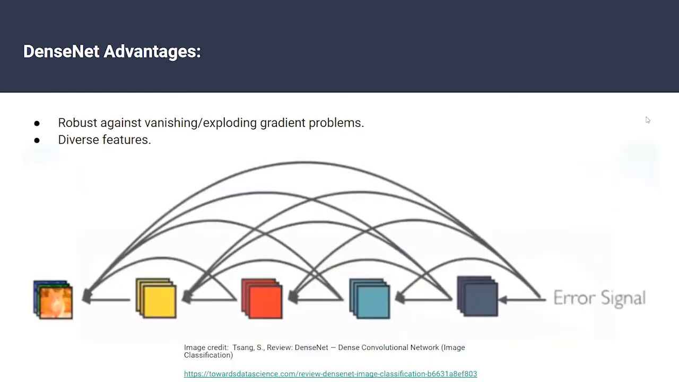Because the latter layer receives output directly from the previous layers, the gradients in the backprop procedures can propagate more easily, and therefore, DenseNet is robust against vanishing or exploding gradient problems. Also, the latter layers contain raw outputs from all its previous layers in a block. The features they have are diverse.